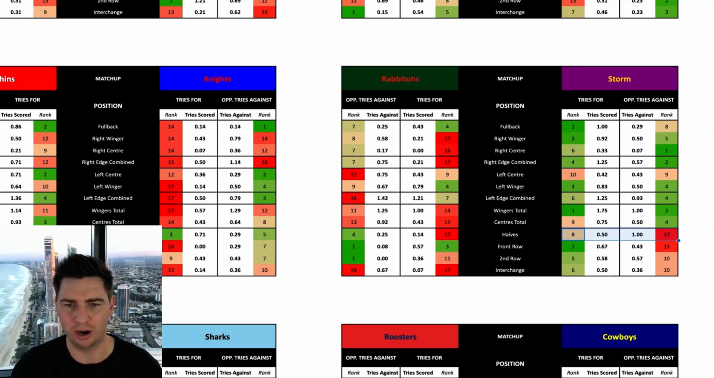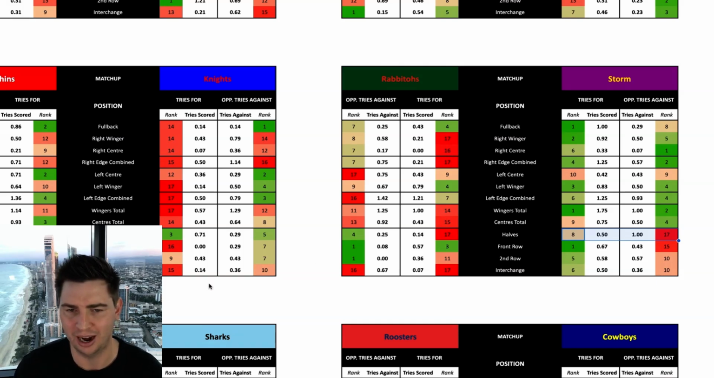Rabbitohs concede the most tries of any team to the opponent halves, and they've given up a total of 14 tries across the season. They've conceded in 8 of the last 13 games, and they've also conceded to a half in each of the last 3 games, at least 1 try. There was a double in there as well. Jerome Hughes has scored in 2 of his past 4 games, hasn't scored in his 5 games against the Rabbitohs, but I think he can find a try in this game.